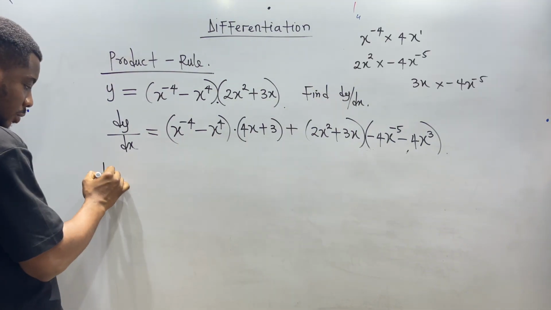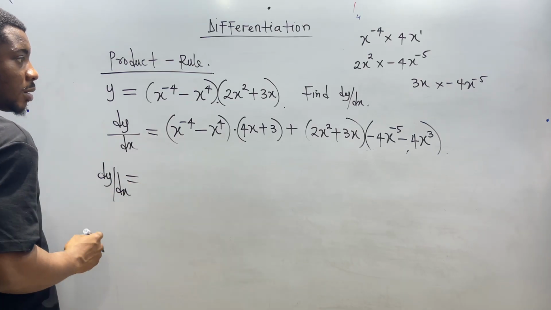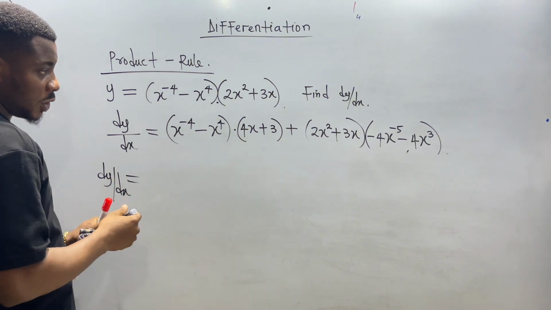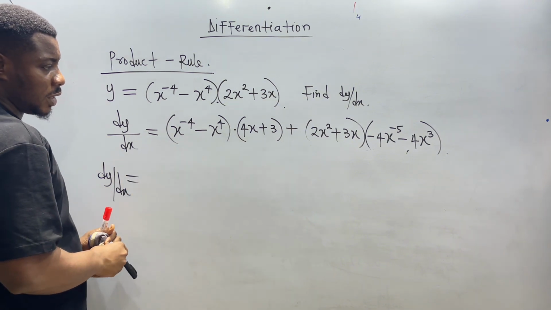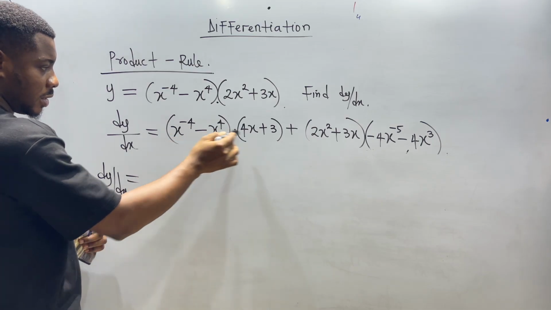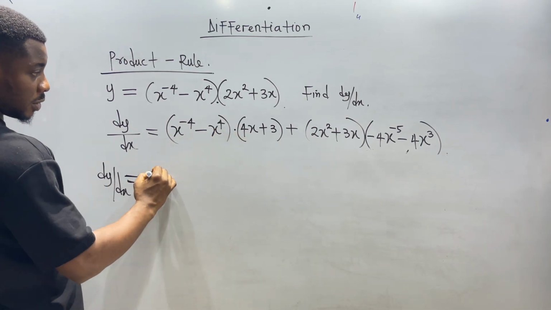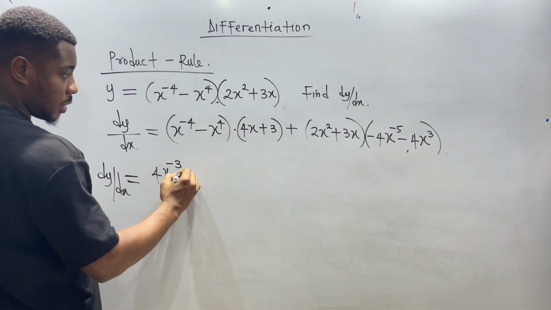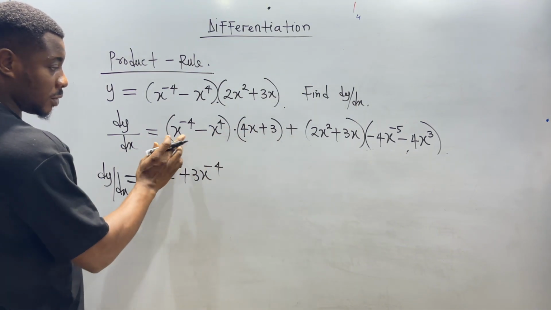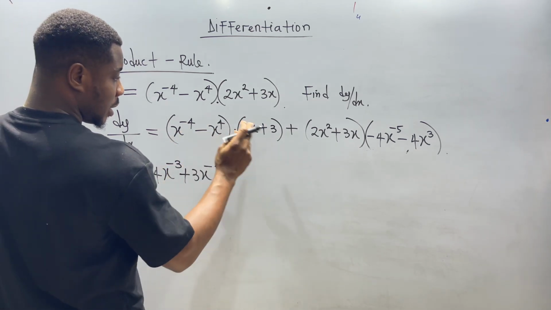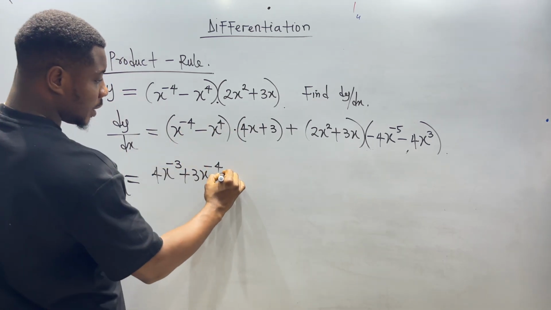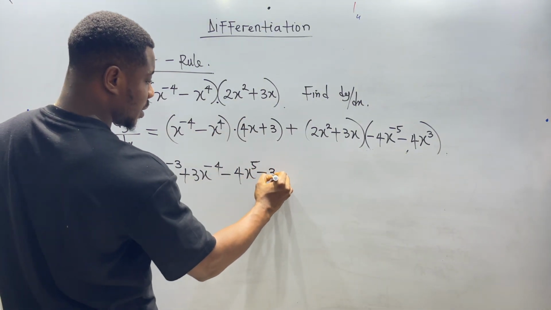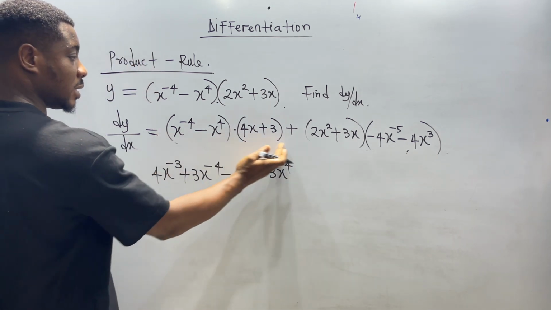So let's expand what we have here. When we get to this point, what we need to do is expand. For the expansion, this times this gives us 4x to the power of negative 3. This times this gives us plus 3x to the power of negative 4. We're done with using this to multiply. Going down here, this times this will give us negative 4x to the power of 5. Then this times this gives us negative 3x to the power of 4. We are done with expanding this side.